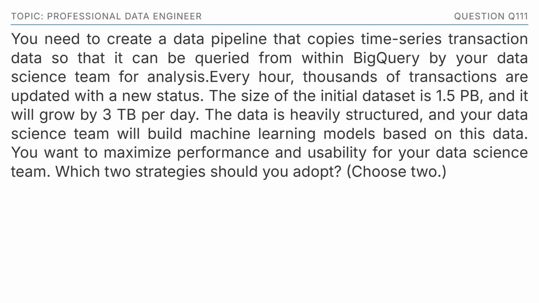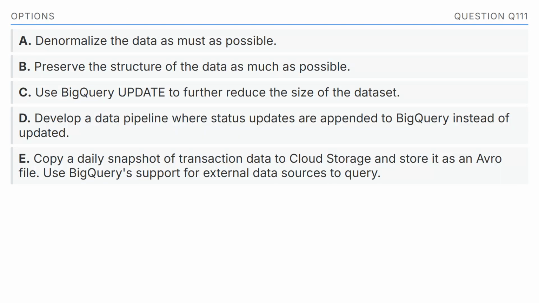Which two strategies should you adopt? Choose two. The options are: Option A, denormalize the data as much as possible. Option B, preserve the structure of the data as much as possible. Option C, use BigQuery update to further reduce the size of the dataset. Option D, develop a data pipeline where status updates are appended to BigQuery instead of updated. Option E, copy a daily snapshot of transaction data to cloud storage and store it as an Avro file. Use BigQuery's support for external data sources to query.